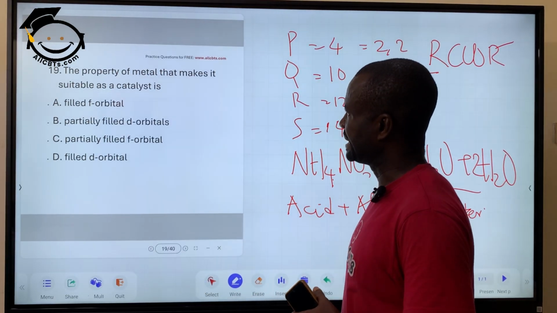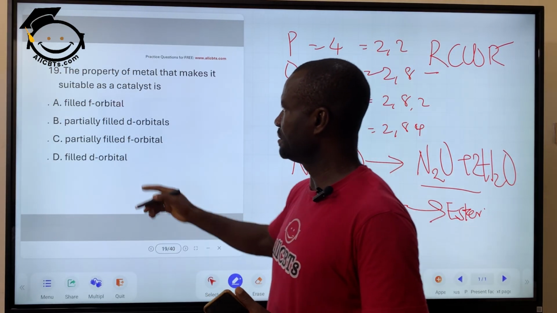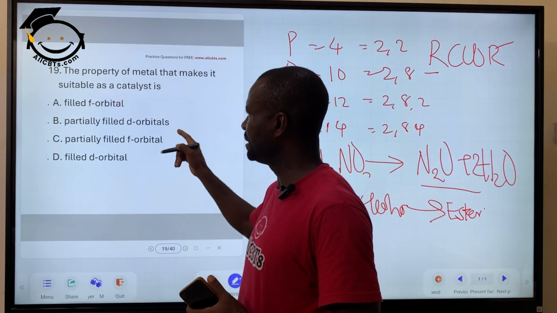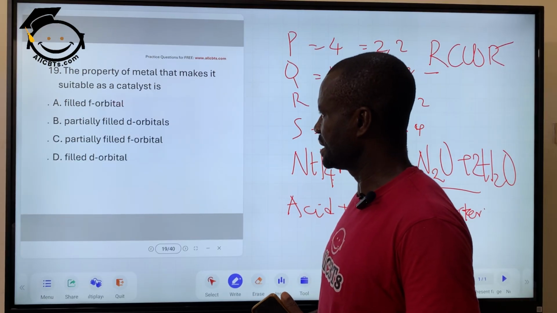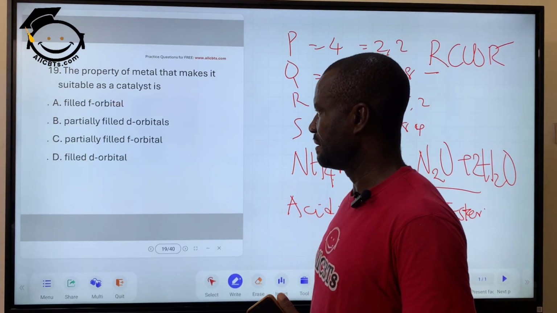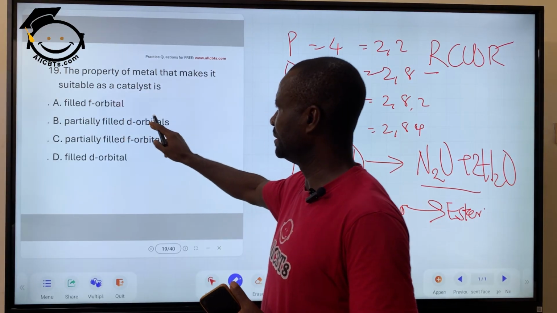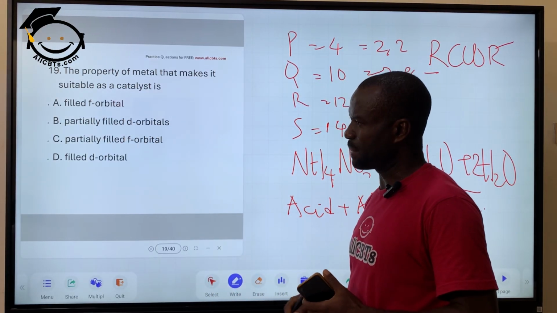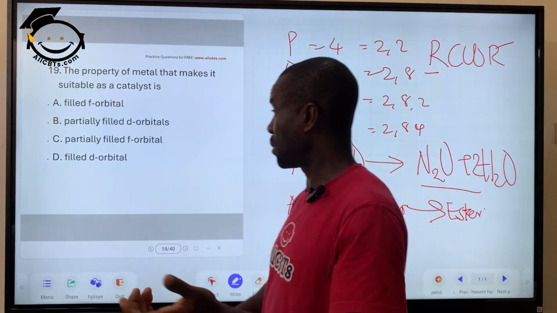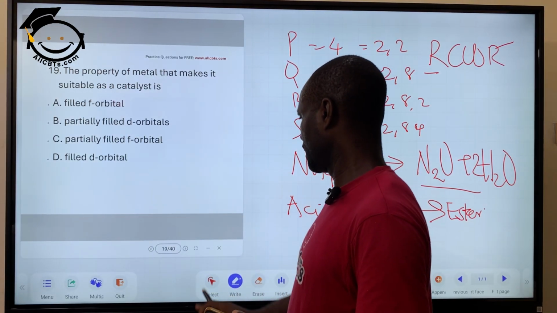Number 19. The property of a metal that makes it suitable as a catalyst is A, filled f orbital, B, partially filled d orbital, C, partially filled f orbital, and D, filled d orbital. The correct answer is B, partially filled d orbital, because with partially filled orbitals the element is able to give out or accept electrons. So the correct answer is what? B.